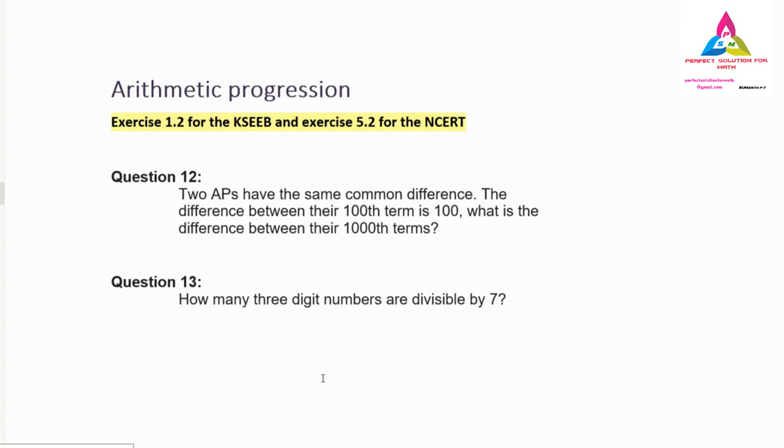Second, question number 13. What they have given: how many 3-digit numbers are divisible by 7? This is also a little bit tricky question, because the things which are given are not clear. We have to find what they have actually given, the actual idea, and then we have to solve. So let us solve one by one. First, question number 12.